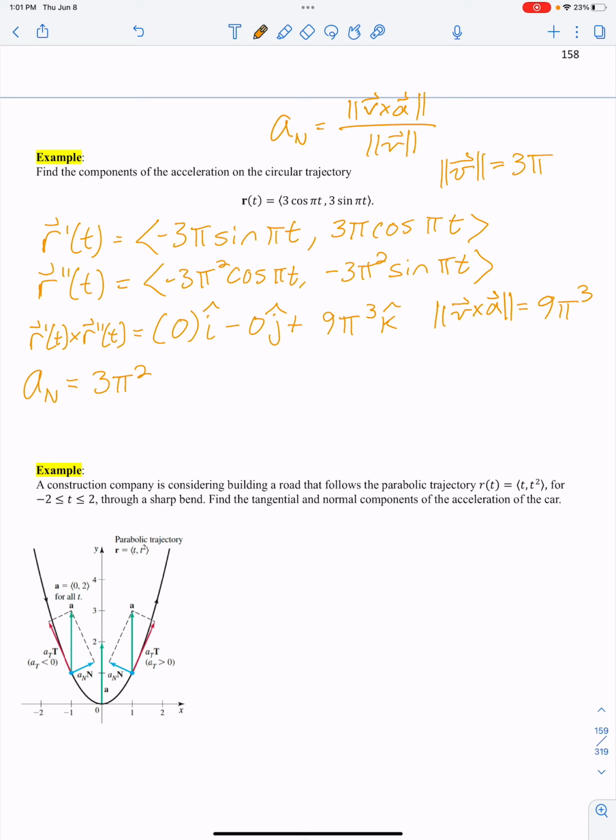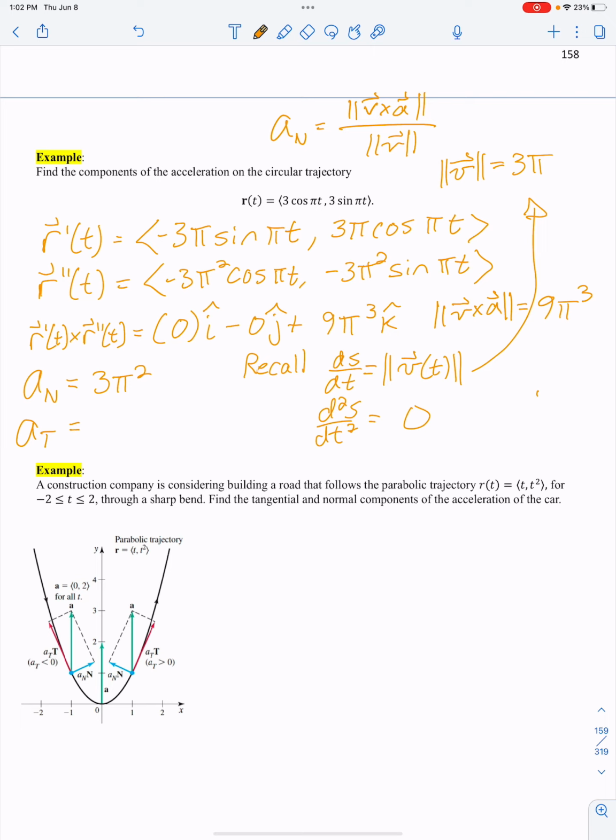Okay, for the other one, recall that ds over dt is equal to the magnitude of v of t. We stated that above. So if that's the case, which is constant, right? Because that's this. It's constant. So what that tells me is if I take the derivative again, we get 0. If it's constant, then the derivative would just be 0. So a tangential is 0.